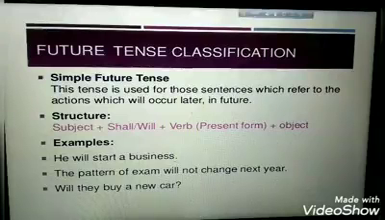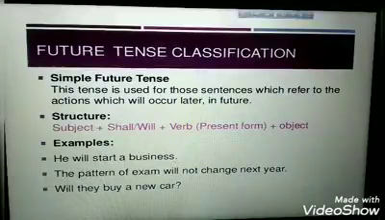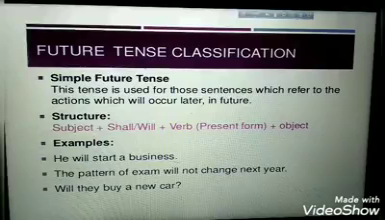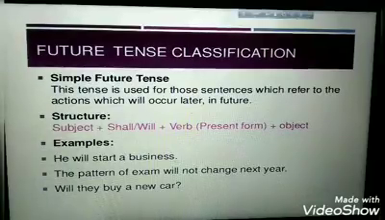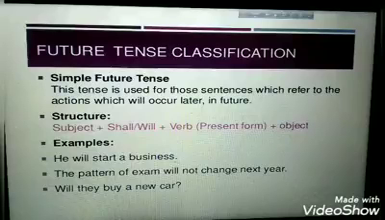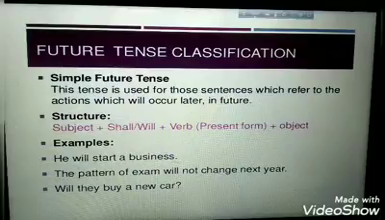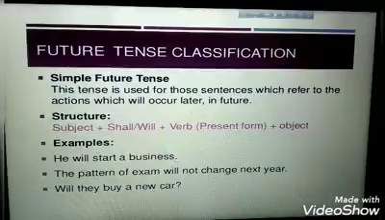So what is simple future tense? This tense is used for those sentences which refer to the actions which will occur later in future. That means it refers to the action that will take place in future, okay. And the structure of simple future tense: subject, shall or will, plus verb, that means present form of verb, and plus object.